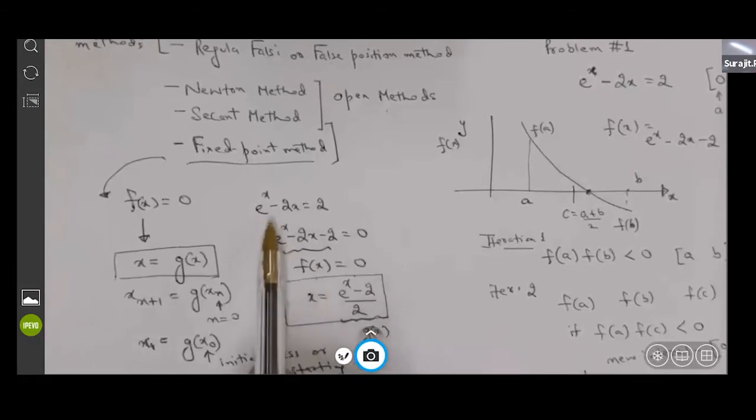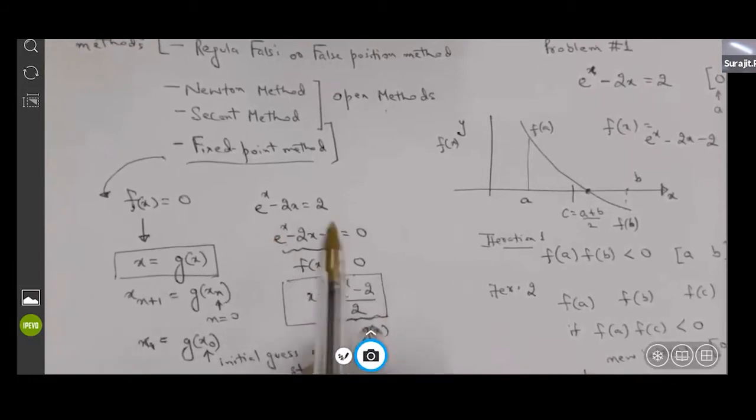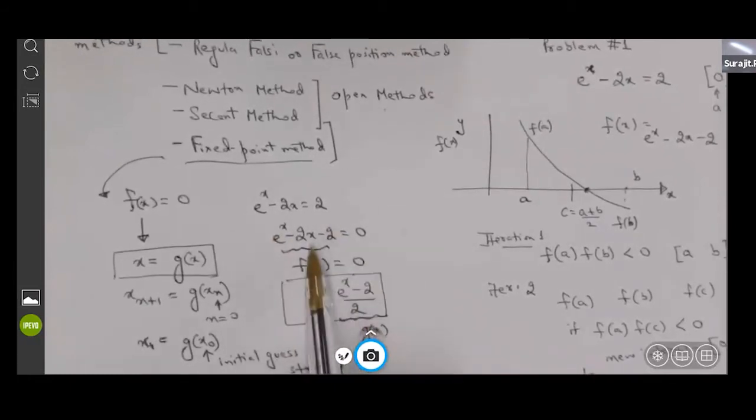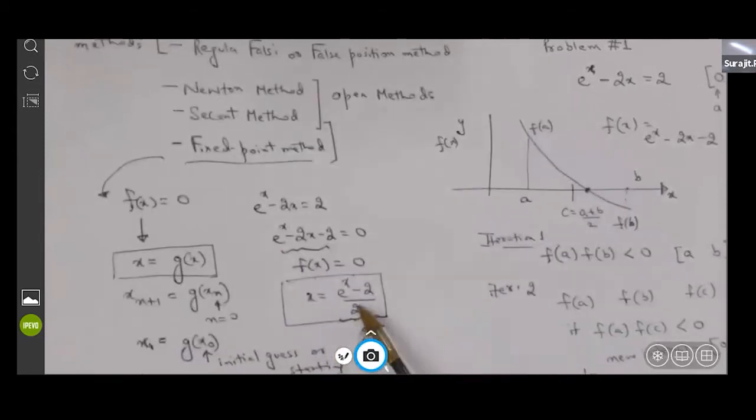So what I did, I start with this function f of x equals 0. That's the function for which I need to find the root, or the value of x which satisfies this equation. Now, instead of using this function, I rewrite it in the form x equals g of x, where g of x is this specific function.